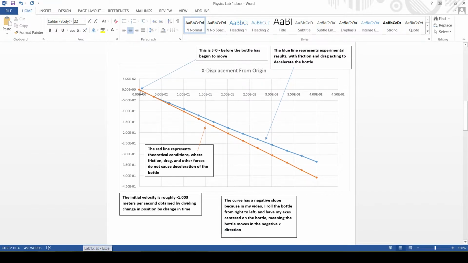This plot shows what actually happened to my bottle as time progressed versus theoretically what would happen if there was actually constant velocity. The blue curve is what actually happened, and as you can see, it does not end up as far away from the origin as the orange line does. This is because friction and drag cause the bottle to decelerate. These forces being applied cause the velocity to slow down from its initial velocity of negative 1.003 meters per second to 0 eventually. Whereas the orange curve has a constant slope of negative 1.003.